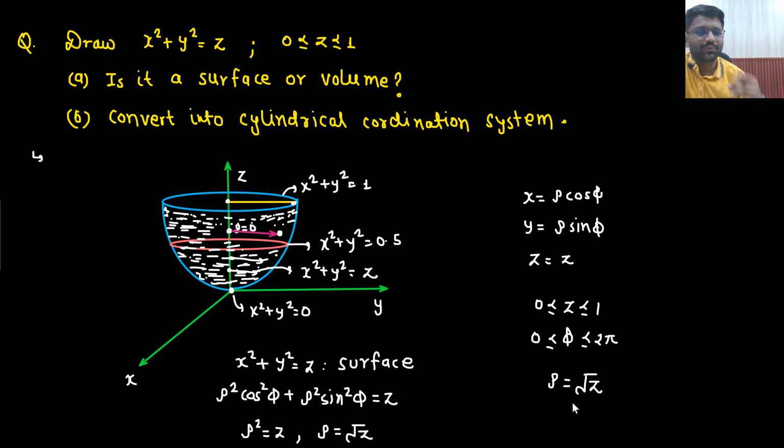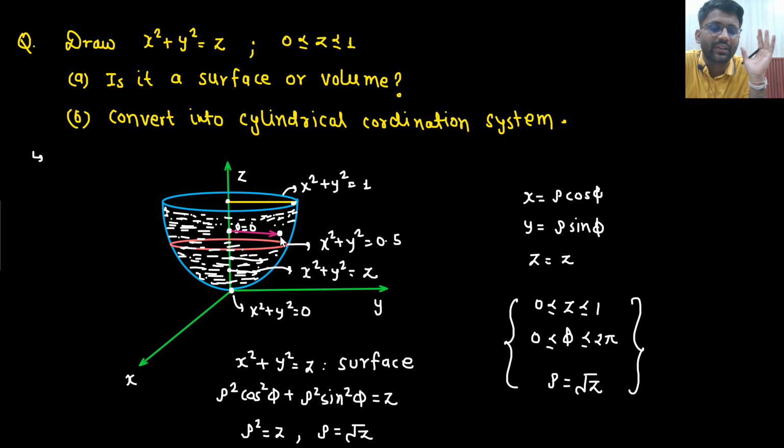Am I confusing you? I might have confused you here. First I wrote down that rho is going from 0 to under root z, which was wrong, because we are not covering the volume here. We are covering only the surface area. We only need to talk about the surface. On the surface, what is the value of rho? On the surface, the value of rho is nothing but under root z only. We are talking only about the surface, not about the volume.